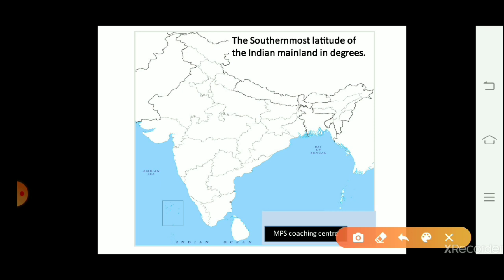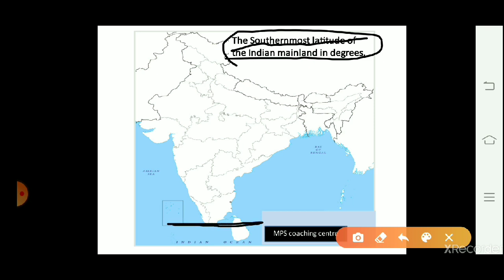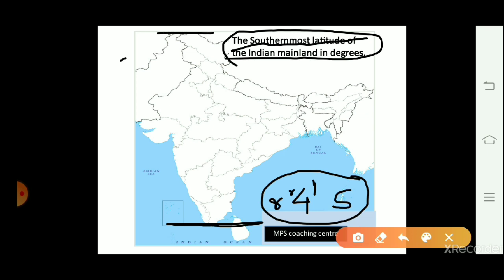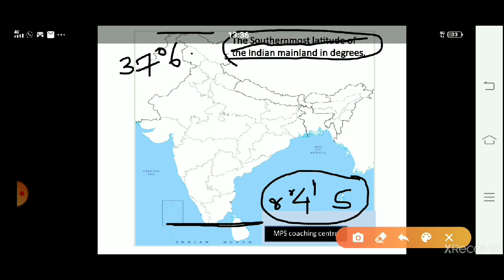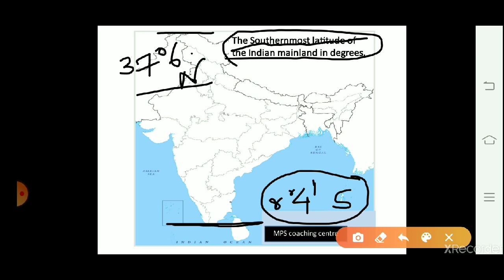For representing the southernmost latitude on the Indian mainland in degrees, we have to draw one line at the southernmost edge and write there 8 degree 4 minute as the southernmost latitude of our country, whereas 37 degree 6 minute north represents the northernmost latitude of our country. From north to south, the total distance covered by India is 3214 kilometers.